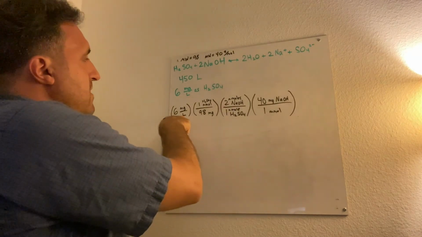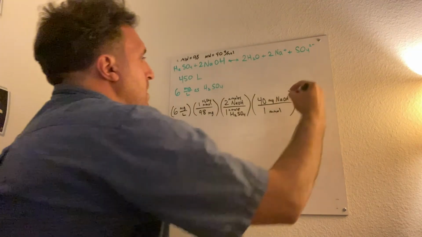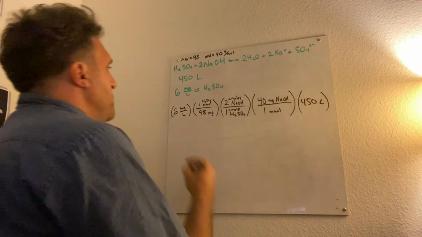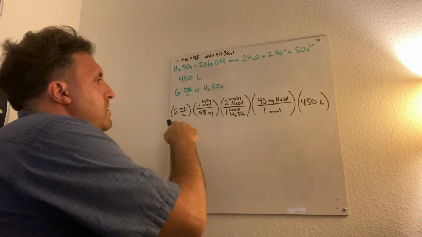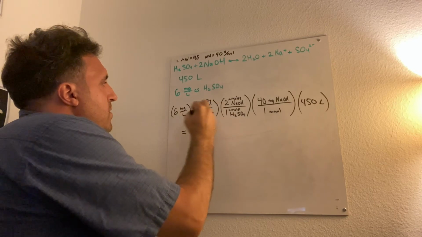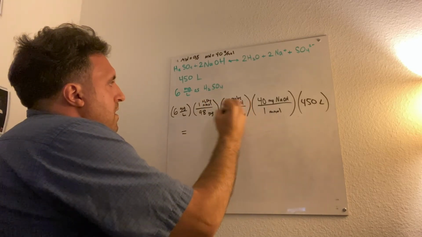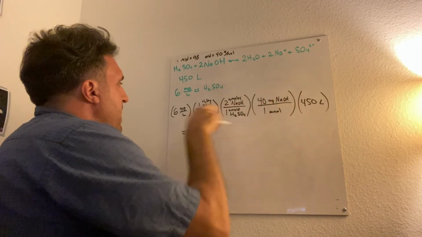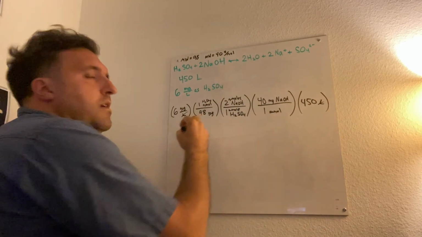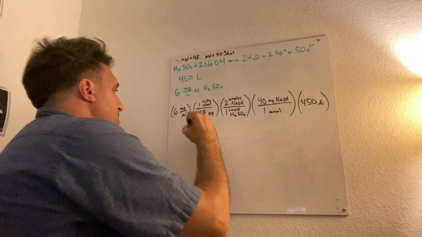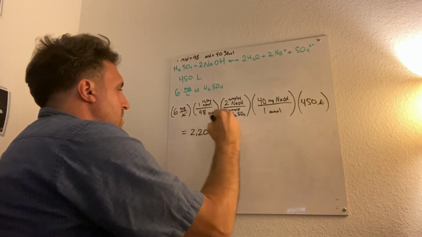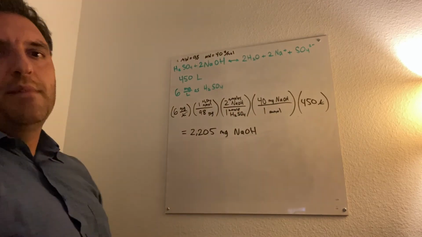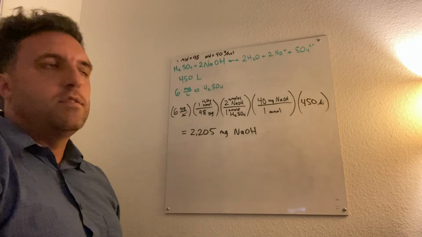All right, lastly, we need to cancel out the liters at the bottom. And so we will multiply this by 450 liters. So that gives us units of milligrams NaOH. And the solution would be 2,205 milligrams NaOH. That would be how much NaOH needs to be added to the reactor in order to neutralize all of the acid.